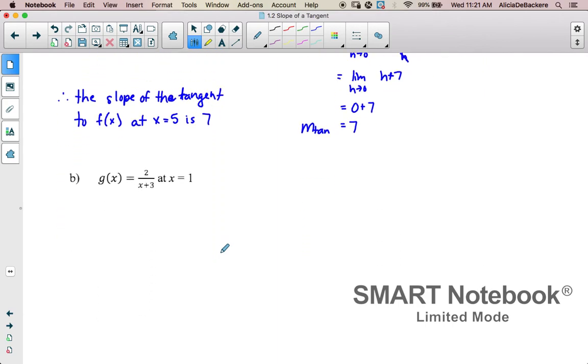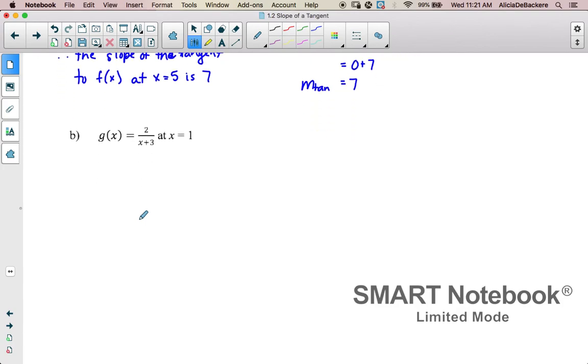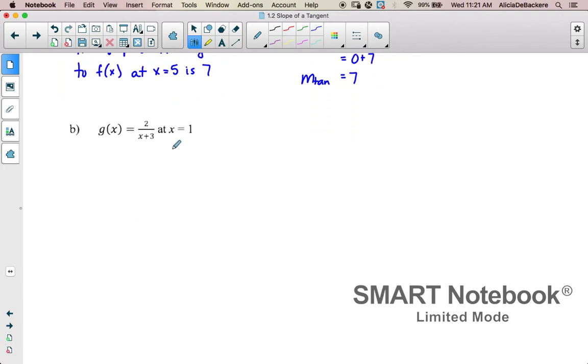All right, we're going to try a different example. So last time we were just starting with a polynomial. It was a quadratic last time. This time we're starting with a rational expression. So again, following the same steps at the top of the page, the first thing we're going to do is figure out what is the value of the function at the given x value. And so we get 2 over 4 or 1/2.